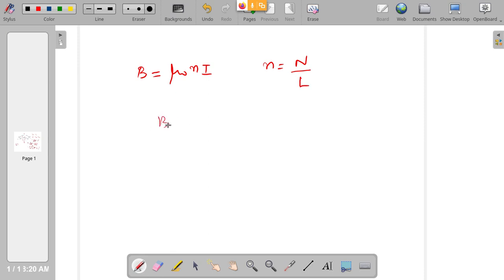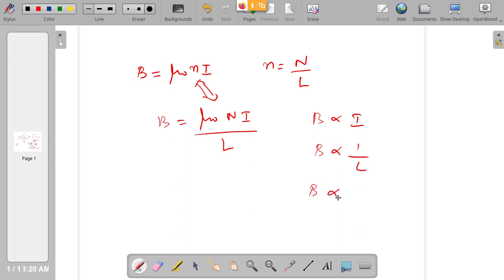So we can also write B as mu naught capital N I by L. These two are equal formulas. Now we can check the question. It is directly proportional to current. It is inversely proportional to the length.